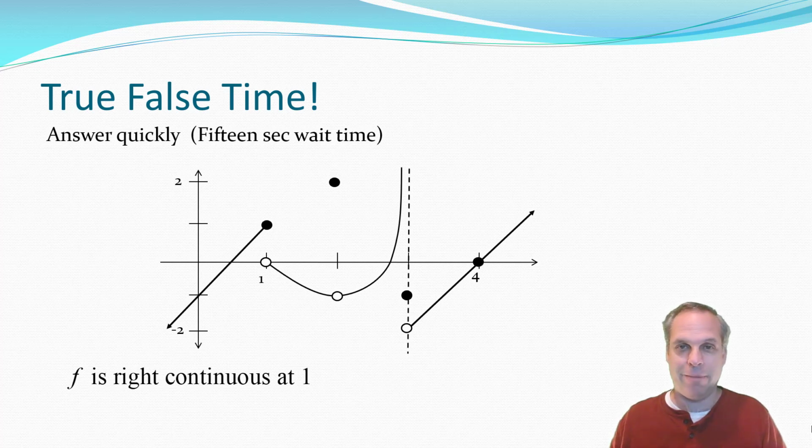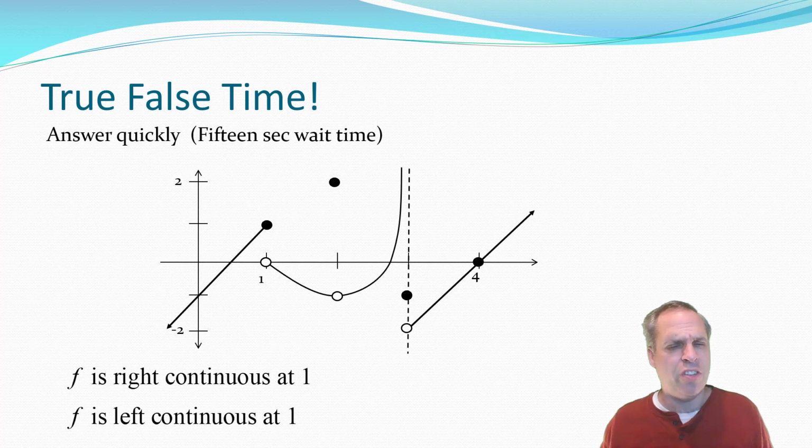Nope, it's not. If you draw the line x equals 1 to the direct right of it, the graph is certainly connected, and it's going to a point. It's going to that open circle at the point 1, 0. But that's not where the function is defined. It's actually defined higher. So from the right, the graph is considered to be broken.